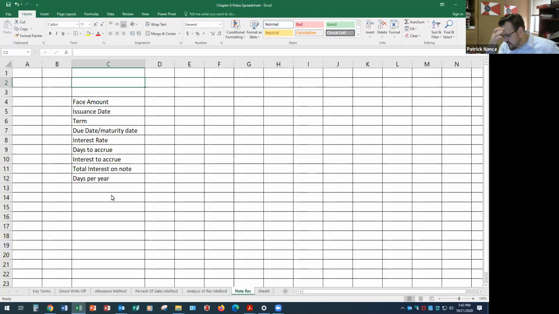The face amount is the amount that's written on the face of the note. This could also be called the principal amount. So if you say something like I took out a $10,000 loan, that's the face amount. So the face amount doesn't include interest. The face amount is just what is on the actual face of the note. We will figure interest as well. The issuance date is exactly what it sounds like. It is the date that the note is actually created, or the date that it is issued.